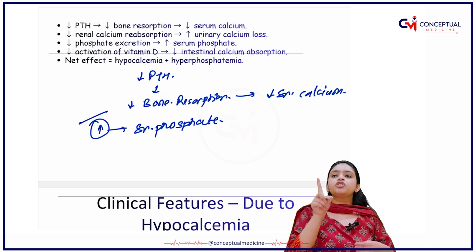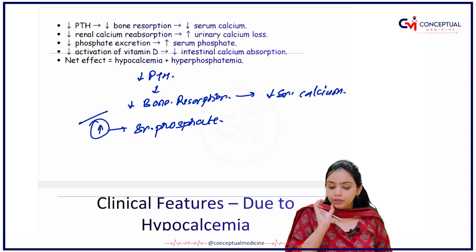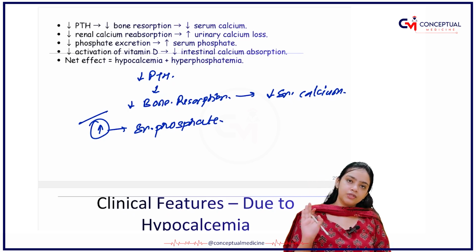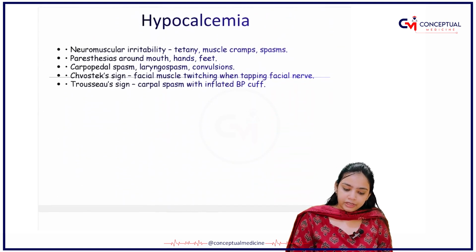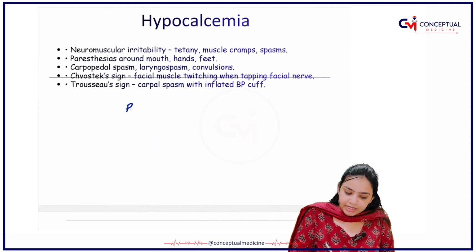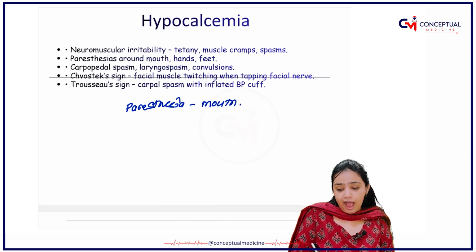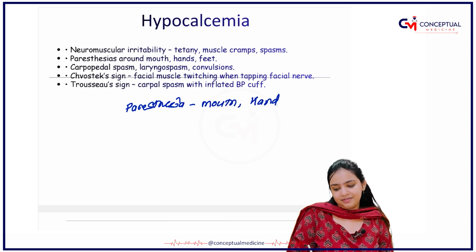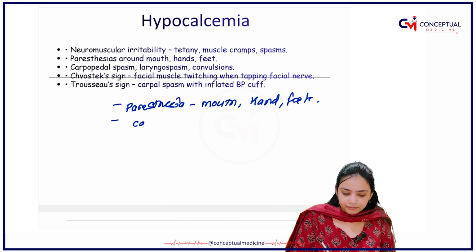Whenever you are studying, just try to remember the odd one. Here the odd one is the increased level of your serum phosphate, that I will remember for sure. So what are the clinical features? There is paresthesia around your mouth, around your hands and around your feet. Next, you have a carpopedal spasm.